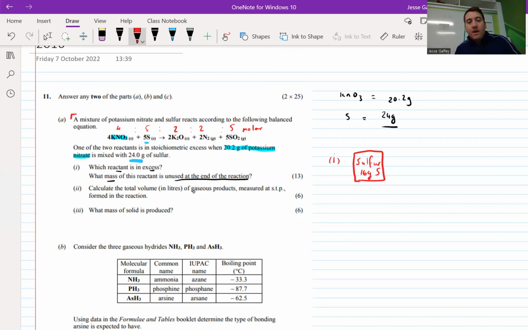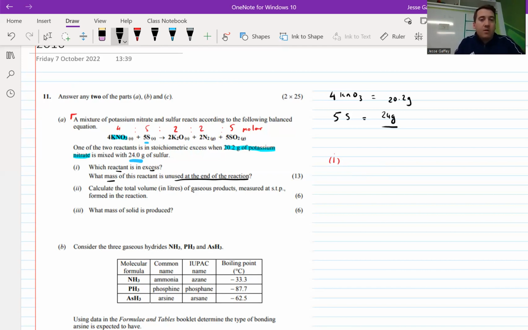All right, so hopefully you managed to get to the final answer. If not, then you need to work with me to figure out what's going on here. The first thing we're going to do is work out how many moles of each of these we have. From the balanced equation, we should have 4 moles of KNO3 for every 5 moles of sulfur. That's the reactant ratio that we have here.